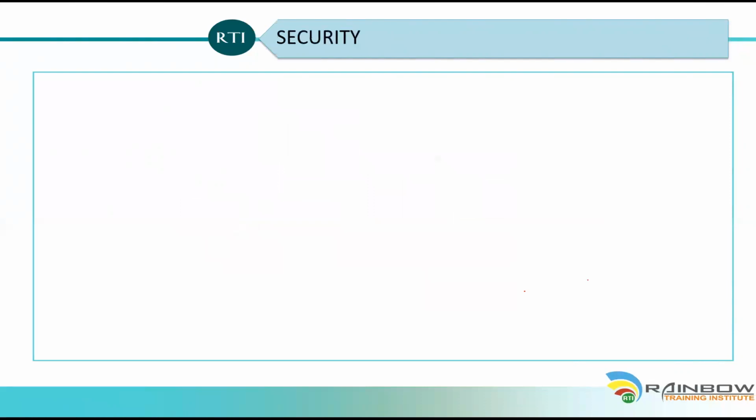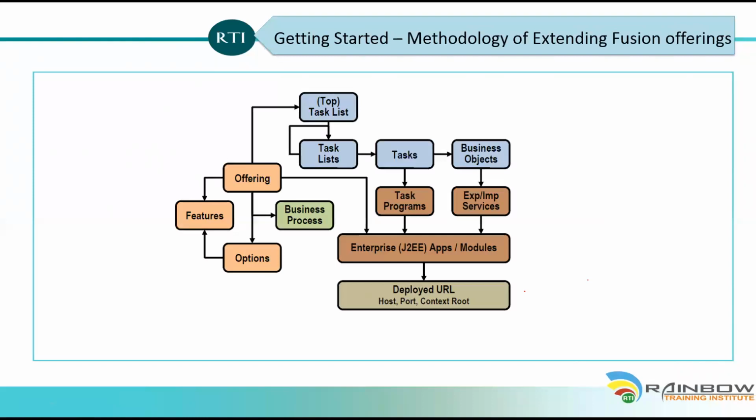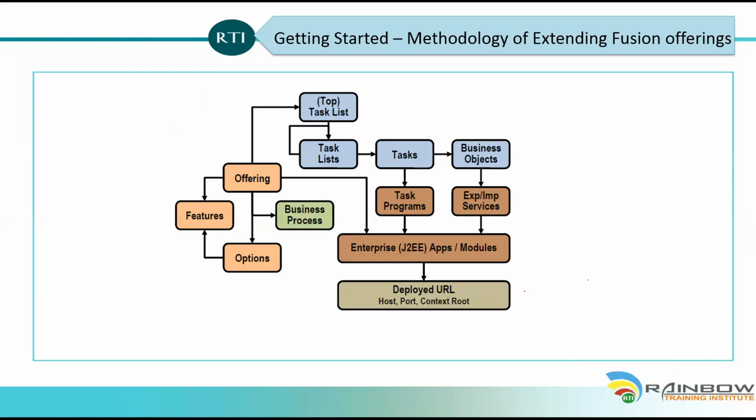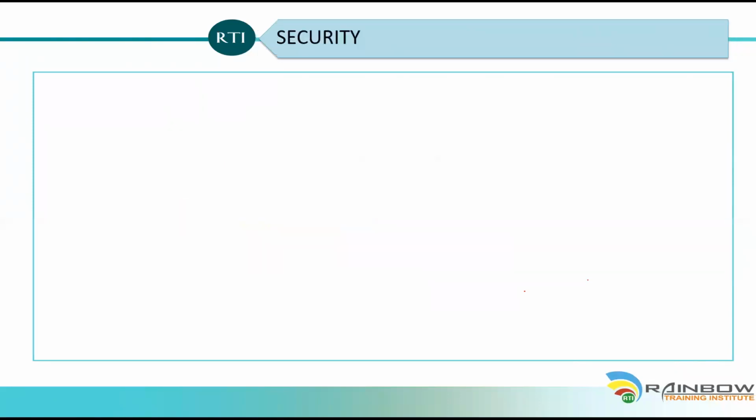Fusion application security: assume that you implemented the offering, and you have done all these steps. Once you've implemented this module, people will get access to it. So who should get what access? That's typical security, right? So how does security work in the Fusion applications?